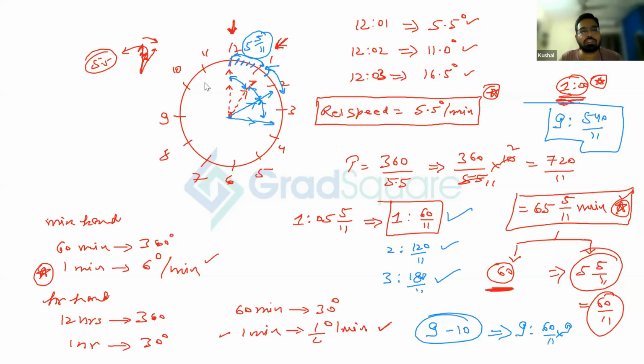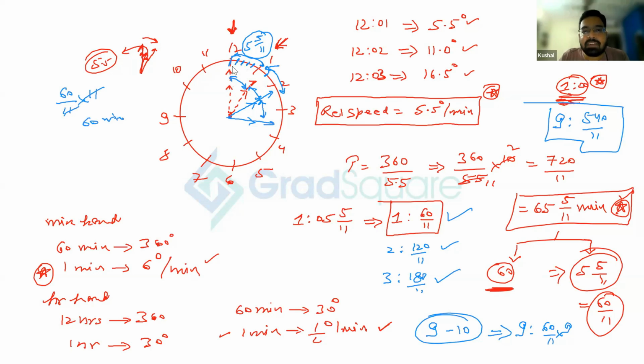Between 10 and 11 also they'll meet. Between 11 and 12, will they ever meet? No. Why not? Because that will be the 11th meeting time that you are talking about. And the 11th time of 60 by 11 will give you the exact 60-minute mark. So at 12 o'clock, they'll come back again over here, right?